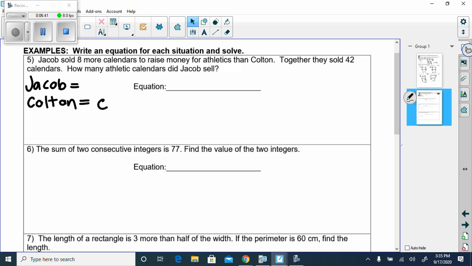Alright. Then Jacob, it says, sold 8 more than Colton. So, plus 8. We don't know what he was, we just call it C. But 8 more would mean plus 8. Alright, now we're supposed to be coming up with an equation. Well, hint, we should be combining like terms. That's what we did on the whole front page, right? So, if I'm combining my like terms here, what do I need to combine? 2C. So, I've got 2C plus 8, and they sold a total of, good. Okay? So, now what should I do?